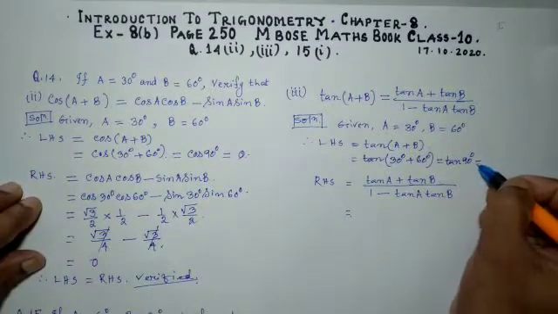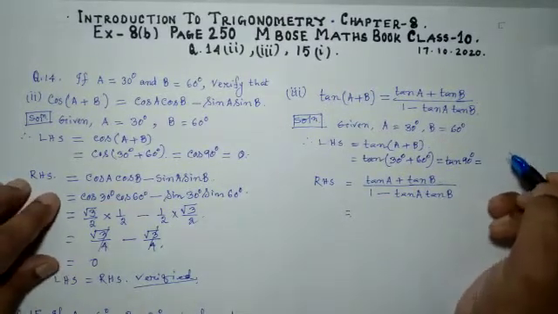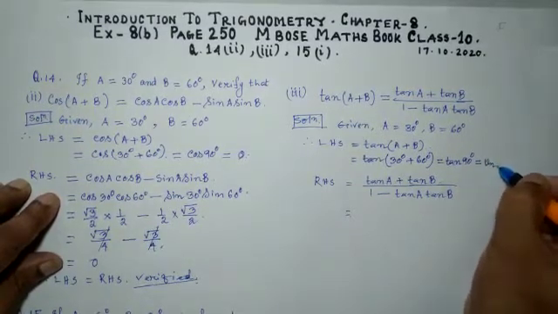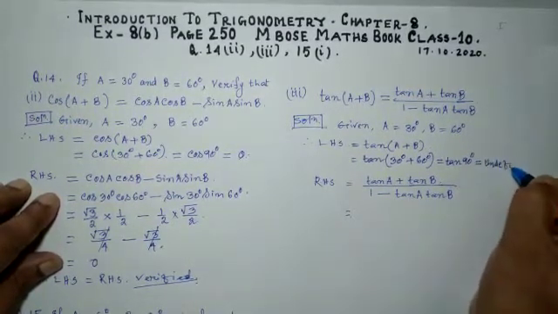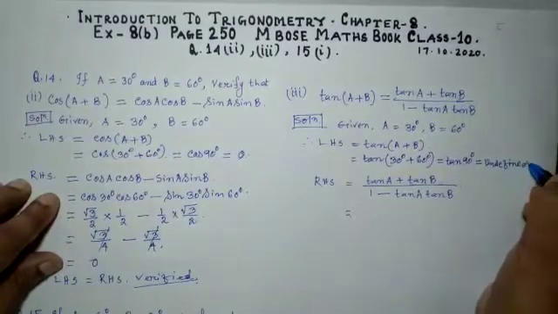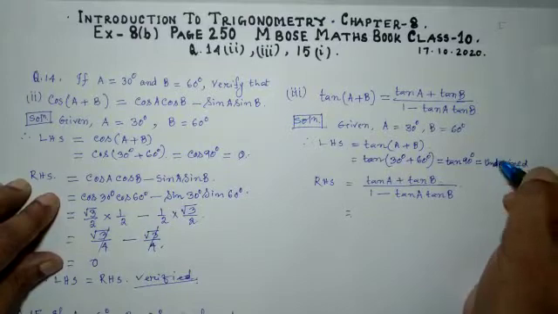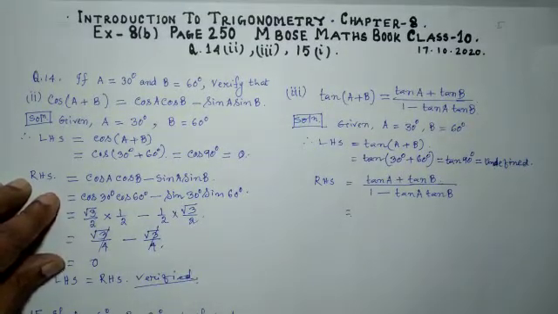And what is the value of tan 90? It is not defined in the table. So we can write here undefined. If you see the table, the value of tan 90 is undefined.